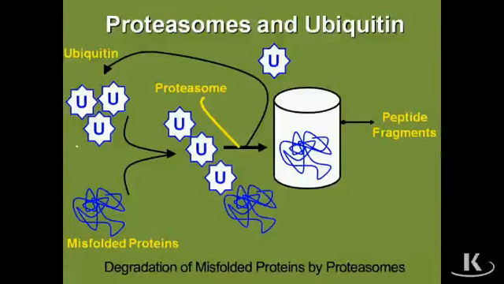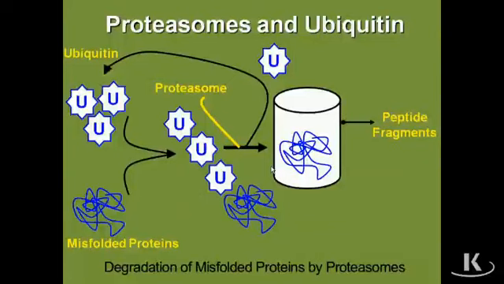There's a protein called ubiquitin. Now, just like its name suggests, it's a ubiquitous protein, so it's found just about in every cell. Ubiquitin, when it gets attached to a protein, it's going to tell that protein, I need to be degraded. So it's going to send the protein to a part of the cell called a proteasome.